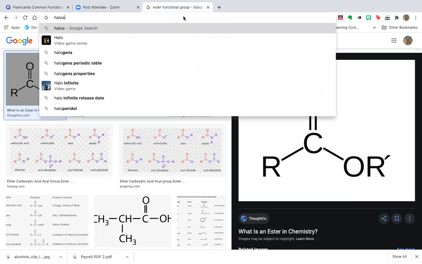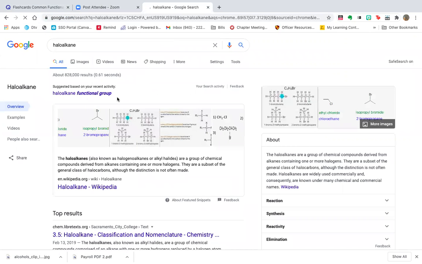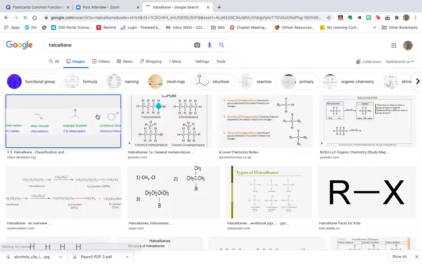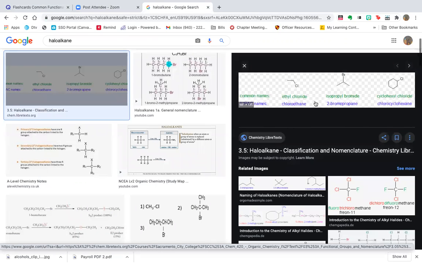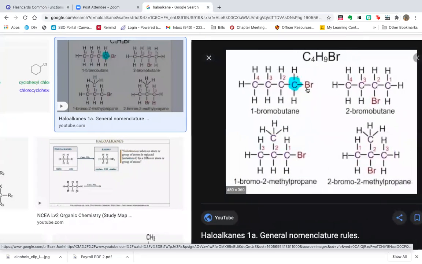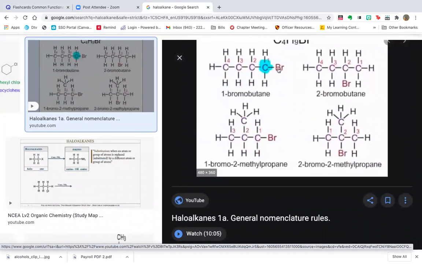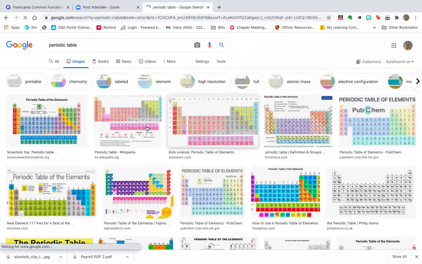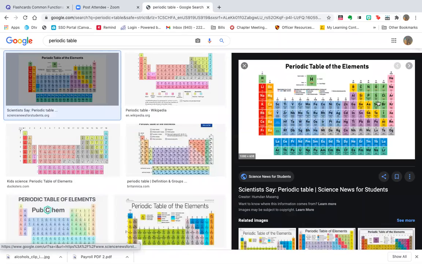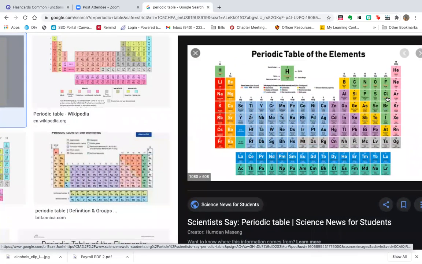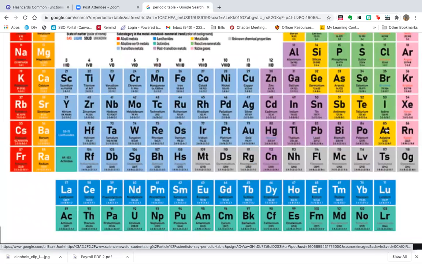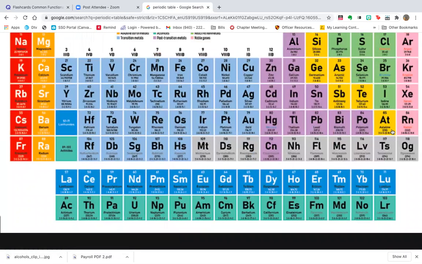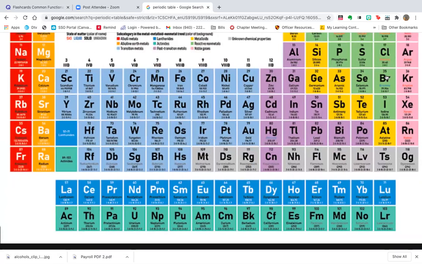Let me look up an example. Haloalkane. Here we go. Yeah, so it's just going to be something like this. It's going to be pretty obvious because it's the only one that has something that isn't in anything else. It's going to have a bromine. Let me look up the periodic table so I can see which ones it could be. It is going to be any of these: the fluorine, the chlorine, bromine, or iodine. It'll be one of these four.